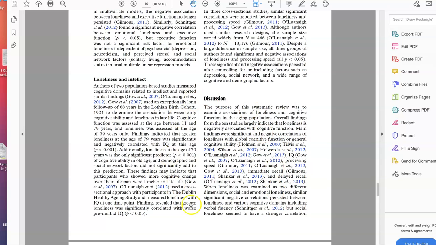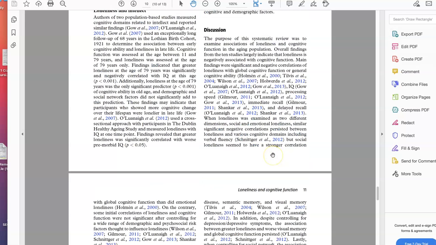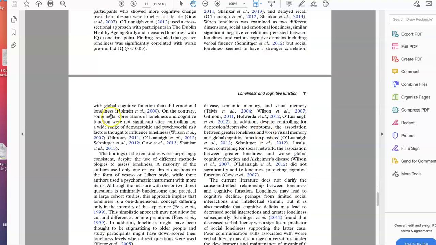Main findings were significant and negative correlations of loneliness with global cognitive function, IQ, and processing. So I'm basically just synthesizing. This first paragraph is synthesizing the main findings. I had a cool result here where overall findings from all 10 studies said the same thing. And that just went on.